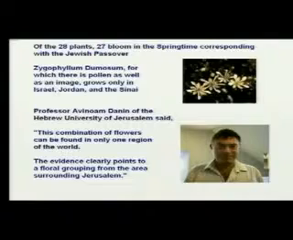And this is what Professor Danin of the Hebrew University sums up. He says, this combination of flowers can be found in only one region of the world. The evidence clearly points to a floral grouping from the area surrounding Jerusalem. Conclusion: the Shroud of Turin was at one time in Jerusalem.